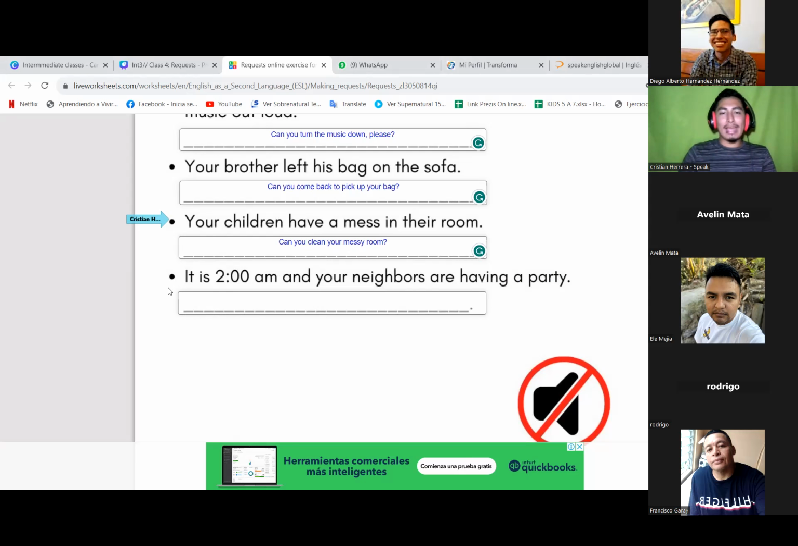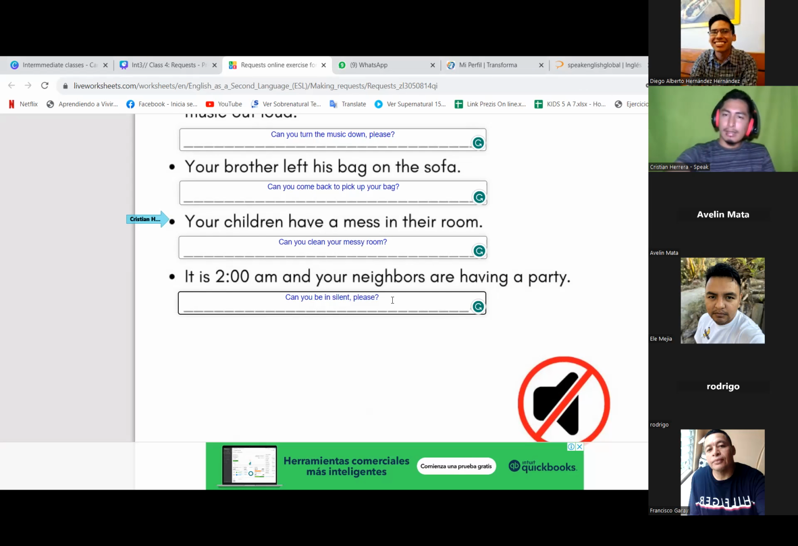Imagine it is 2 a.m. and your neighbors are having a party. Would you mind inviting me? So, can you be silent, please? Oh, very good. Can you be silent, please? Oh, give me a second. What happened? Can you be silent, please? Okay, remember that this is a party. Be silent. Okay. Any other option, guys?